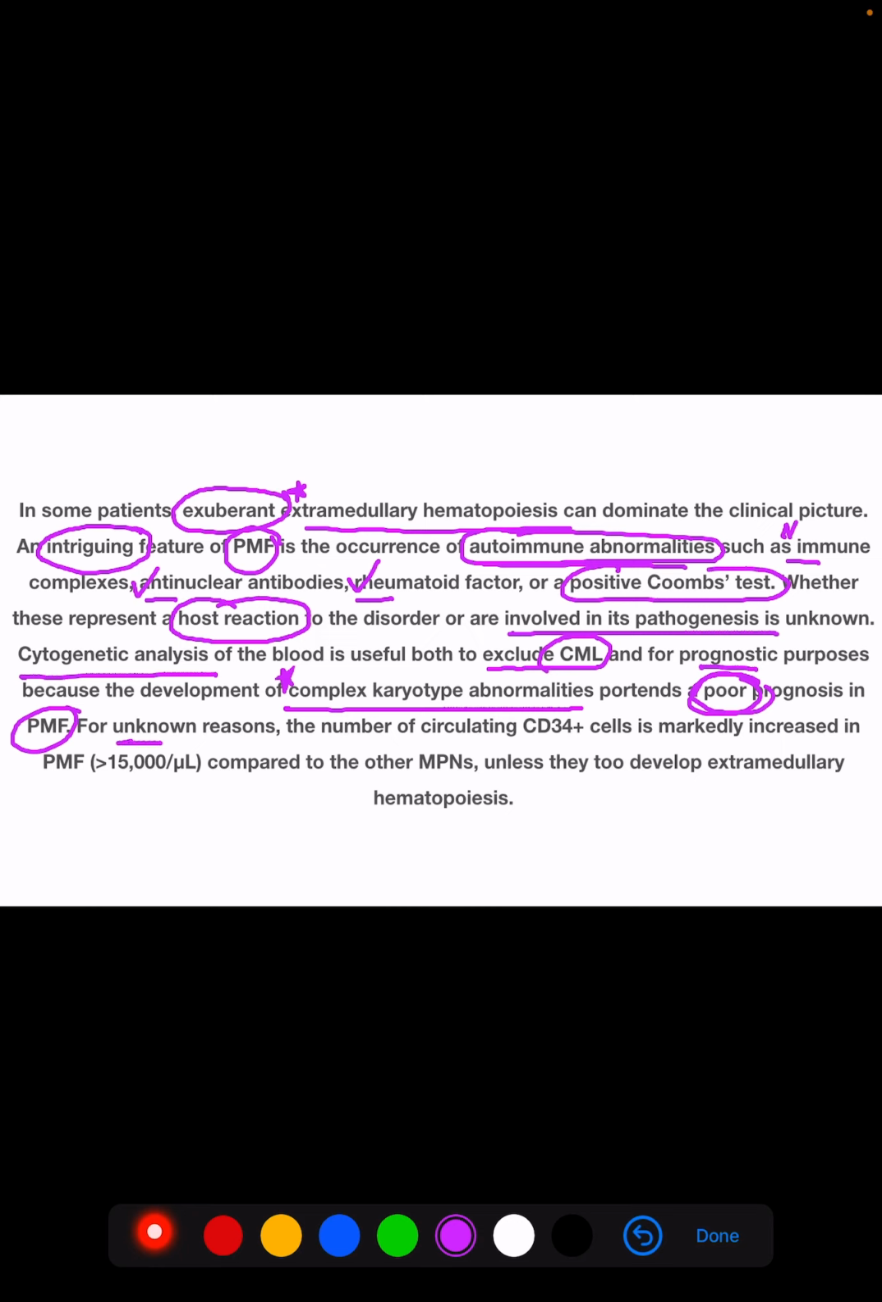For unknown reasons, the number of circulating CD34 plus cells is markedly increased in primary myelofibrosis, compared to other myeloproliferative neoplasms, unless they too develop extramedullary hematopoiesis.